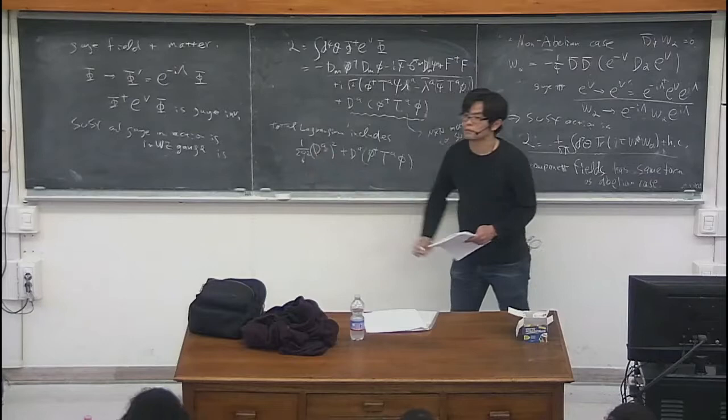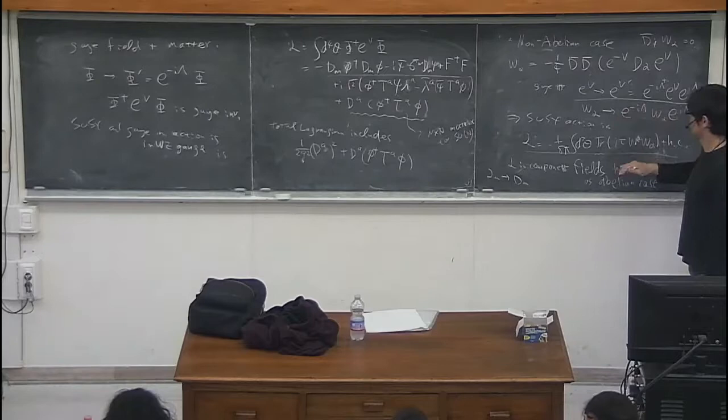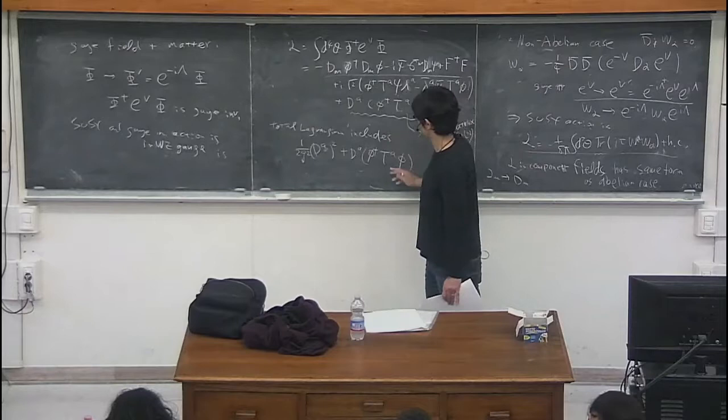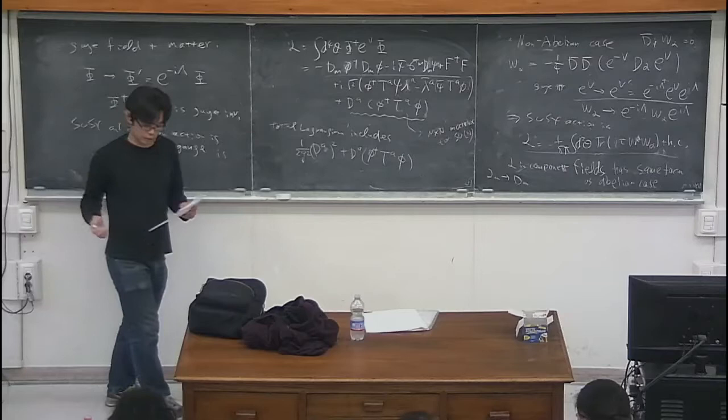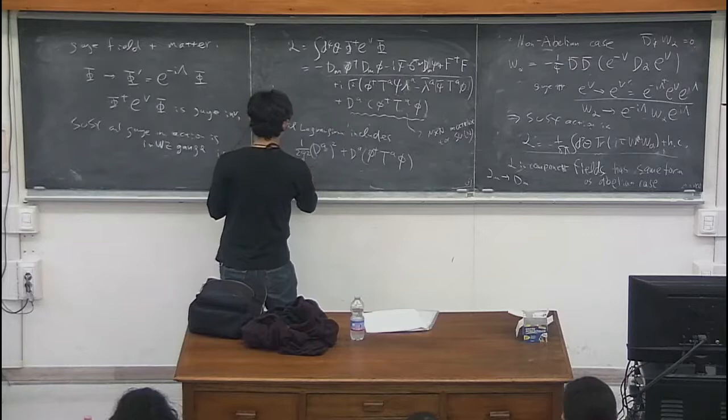This D squared comes from this action for the gauge vector superfield, and this comes from this action. Okay, so this gives... this D^A doesn't have a kinetic term, so this is an auxiliary field. So, okay, integrating out D^A.